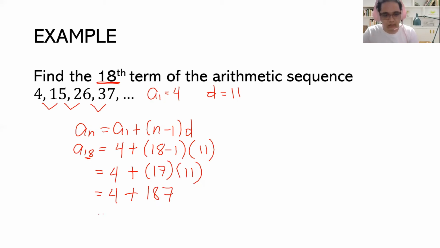Okay? And then lastly, A sub 18 will be equal to 4 plus 187. So that will be 191.